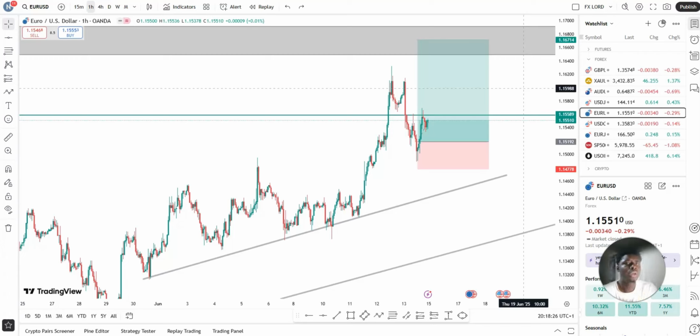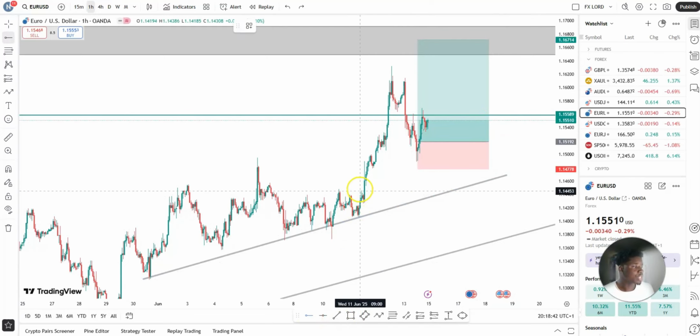I'm going to make a different video on how to use the Fibonacci tool, because many traders do not know how to use it, and therefore they don't know the power of the Fibonacci retracement tool.